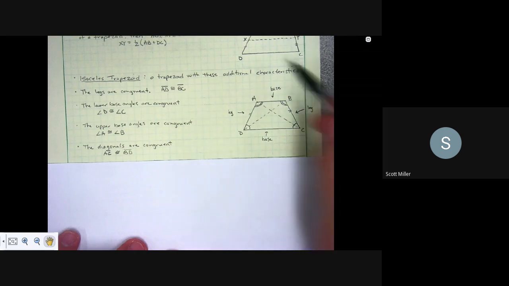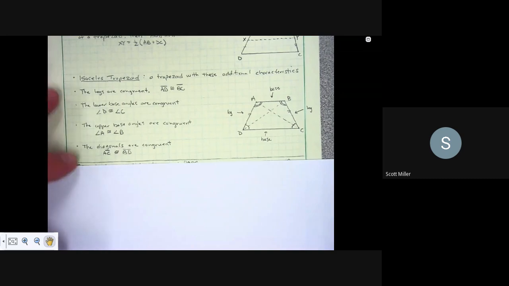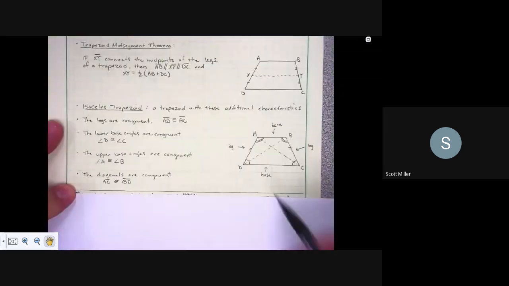Okay? A lot of questions in the future deal with isosceles trapezoids and things like that, so you want to make sure that you know the characteristics and such. Okay? So let's look at some examples that deal with trapezoids, the mid-segment, the isosceles, and so on. So here's an example down here.